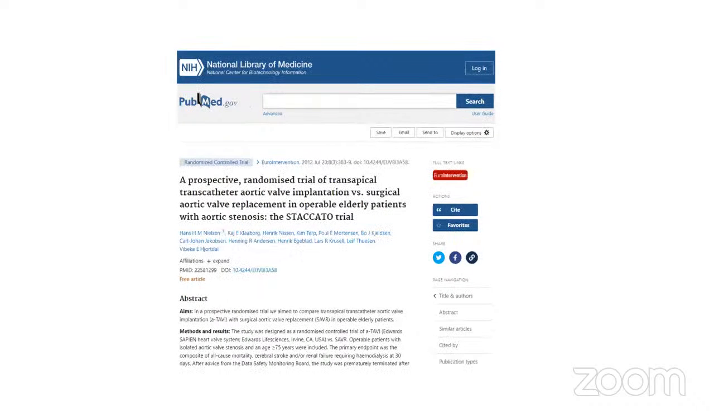The STACCATO trial, which is a prospective randomized trial of transapical transcatheter aortic valve implantation versus surgical aortic valve replacement in operable elderly patients with aortic stenosis. This is a small randomized trial, more than 80 patients, and it was terminated prematurely due to excessive incidence of the primary endpoint of 30-day all-cause mortality compared to SAVR.